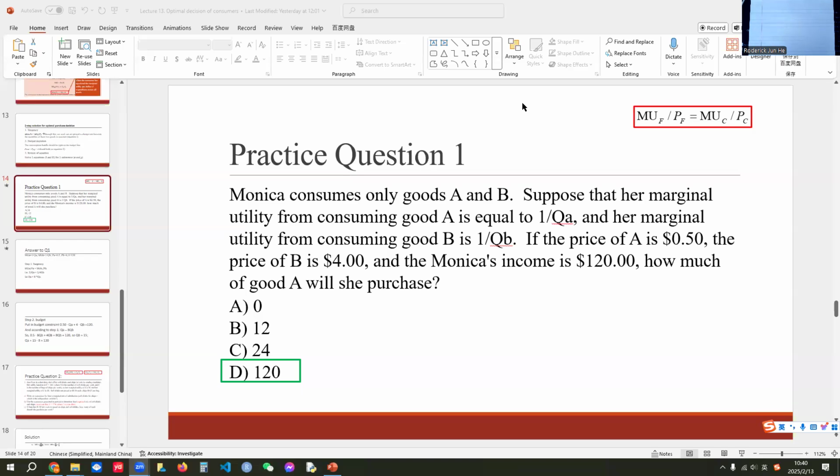Hello, this is the answer key to practice question one. So here, let's read the question first.